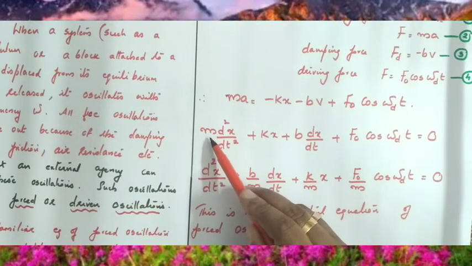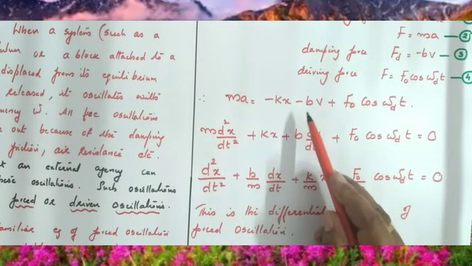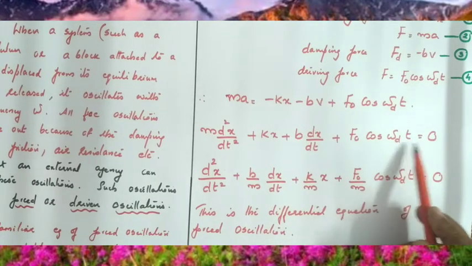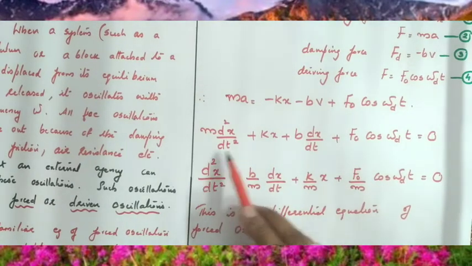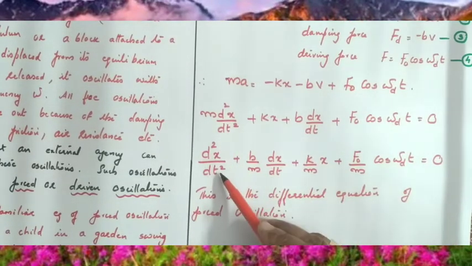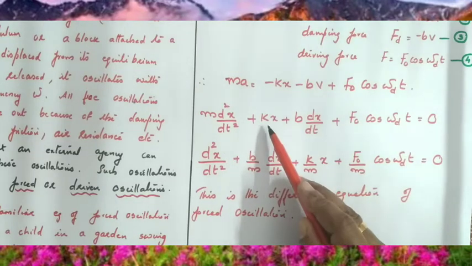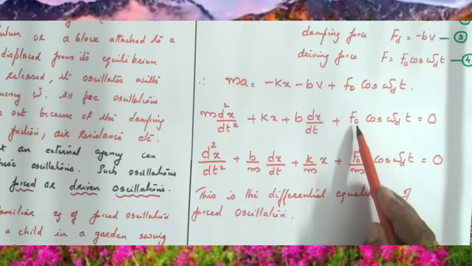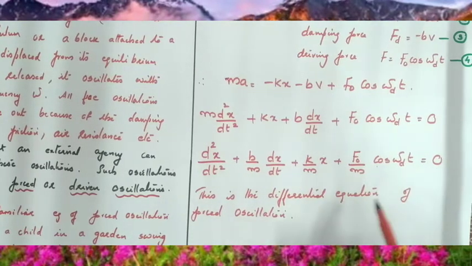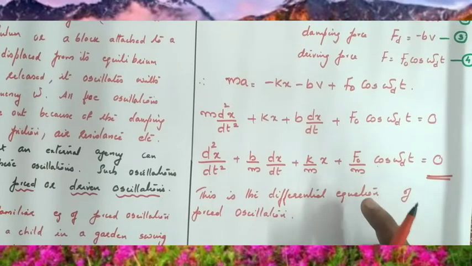Therefore, we can write m into d square x by dt square plus kx plus b into velocity, which is dx by dt, plus F0 cos omega d t equal to 0. We can divide the whole equation by m. We can write d square x by dt square plus b by m into dx by dt plus k by m into x plus F0 by m cos omega d t equal to 0, and this is the differential equation of a driven simple harmonic motion.